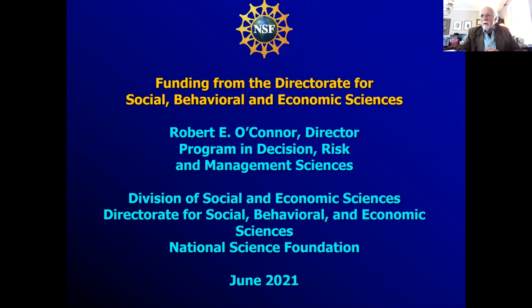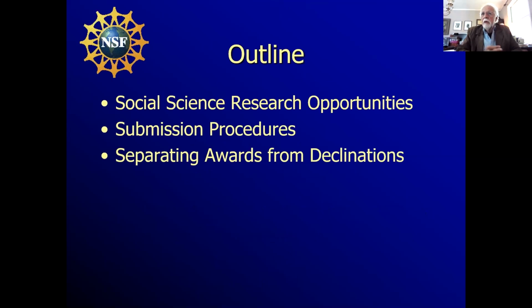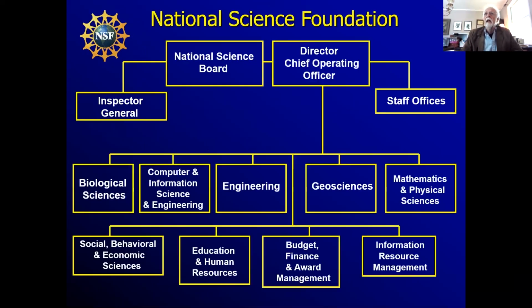Hi, my name is Bob O'Connor. I'm the Program Director for Decision Risk and Management Sciences, which is in the Social, Behavioral, and Economic Sciences Directorate. What I'm going to be talking about is research opportunities in the social sciences, submission procedures, and some of the things that are specific to SBE, which is the abbreviation for Social, Behavioral, and Economic Sciences. And I'll talk more about things like separating awards from distinctions, what will get you funded, which I suspect many of you care about more than anything else that I could possibly say.